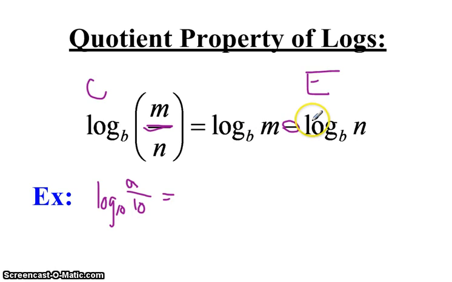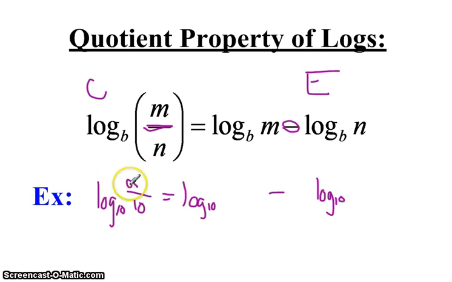We want to go through and expand it. So we know we have this division, so we know it's going to be a subtraction. So I'm going to go ahead and put my subtraction sign. I have two things. I know it's going to get separated, so I'm going to go ahead and write my log of base 10 twice. So I have log base 10 on the left and log base 10 on the right.